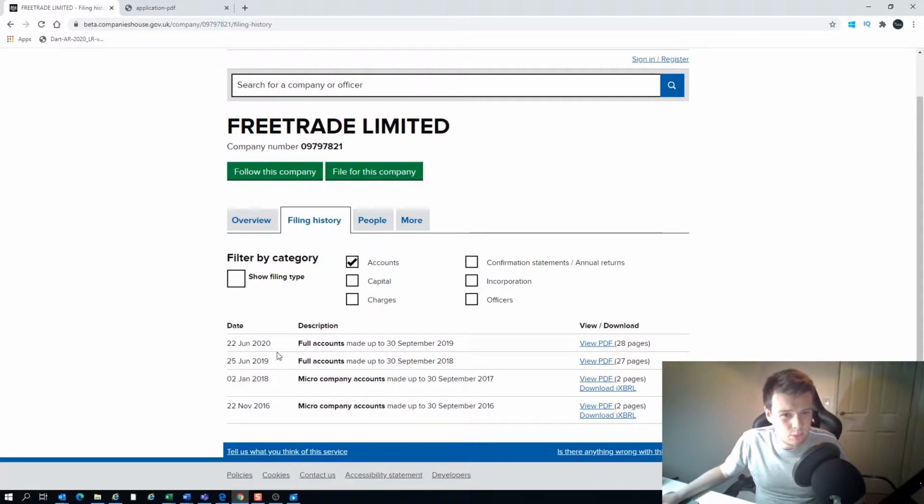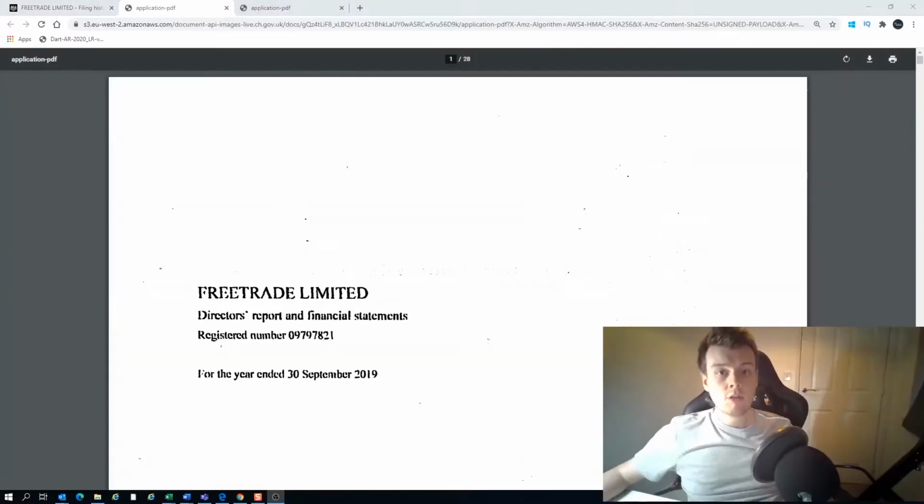This date here is when they filed them, and obviously this is the period we're looking at. So Free Trade last filed their accounts on the 22nd of June 2020, and these were their September year-end 2019 accounts. Right, let's get into it. So these are the Free Trade financial statements that we're going to review today.